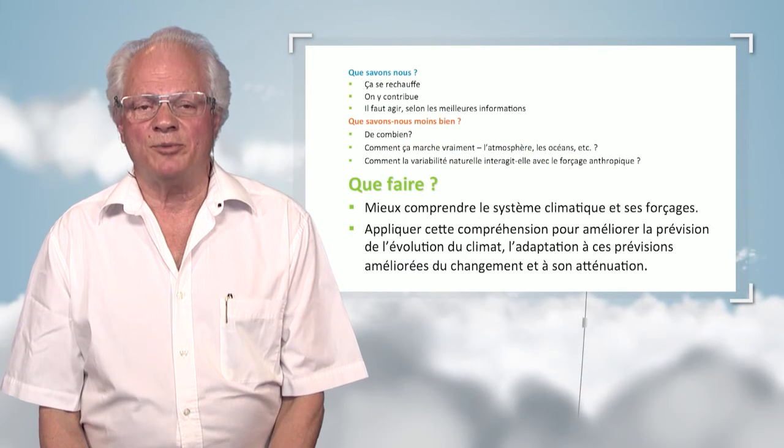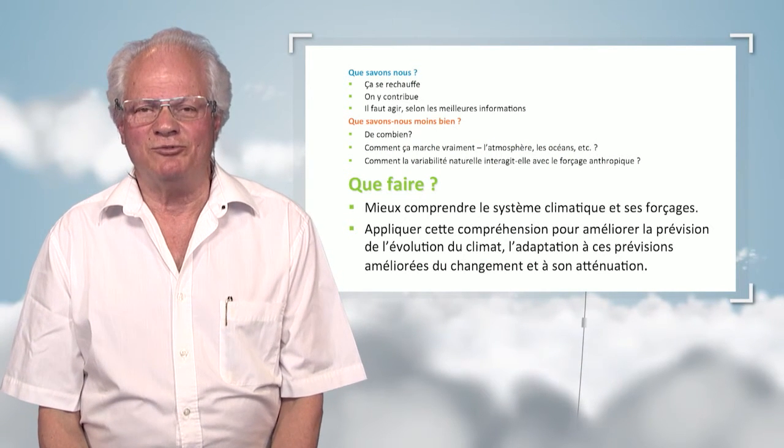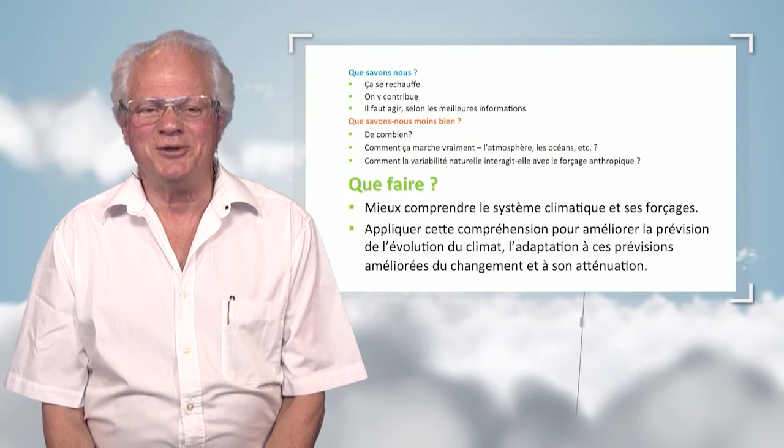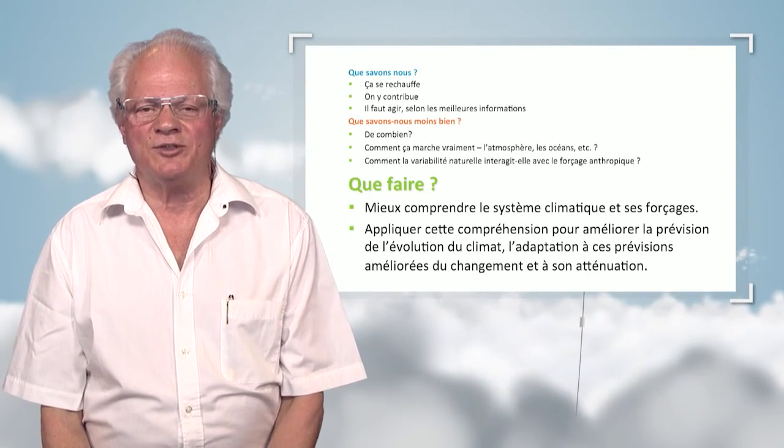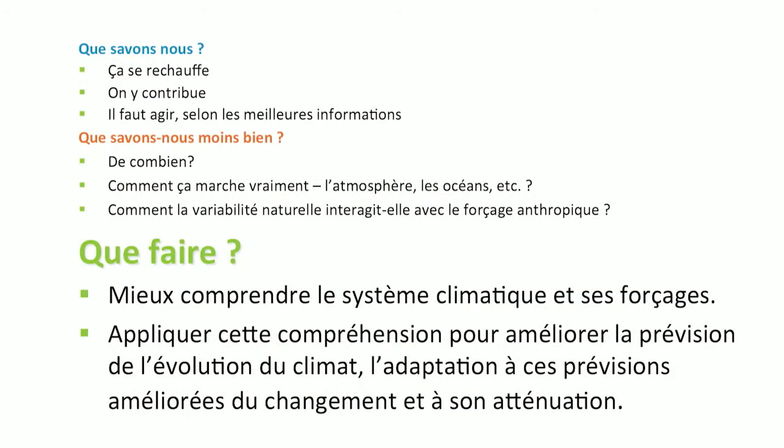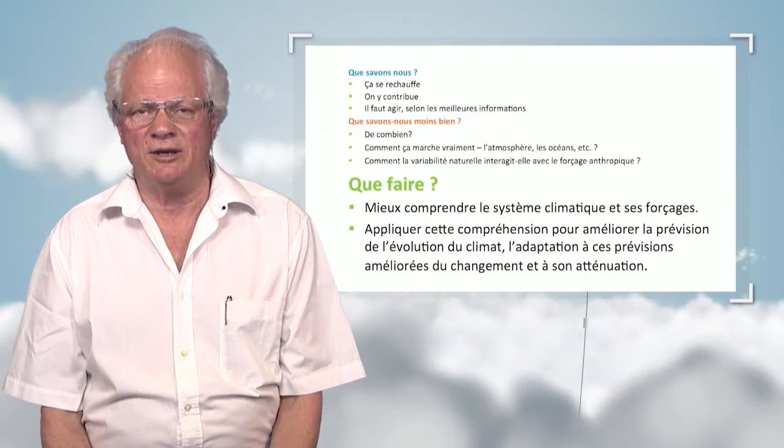What it boils down to, and what really matters for you, dear friends, is what can we do? Well, we can try and understand better the climatic system and its forcing parameters. The better we understand, the easier it will be to predict the climate evolution. We will then be able to adjust to this evolution, and we will be able to mitigate the changes.